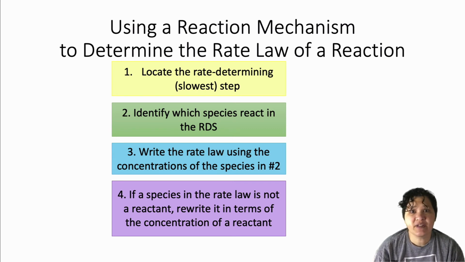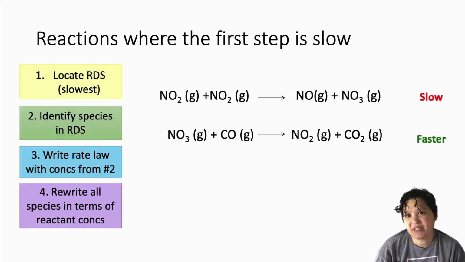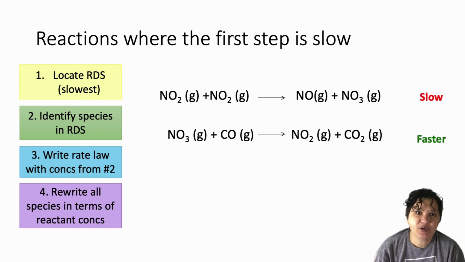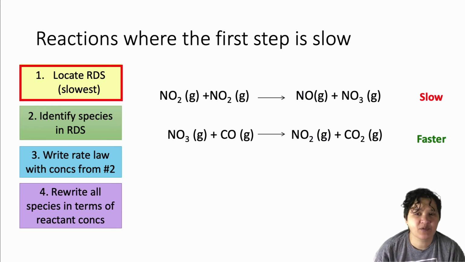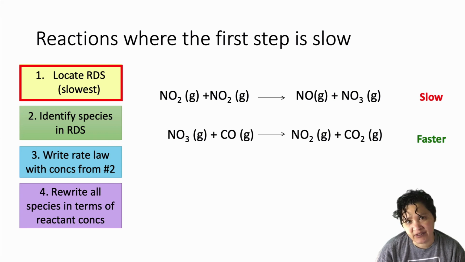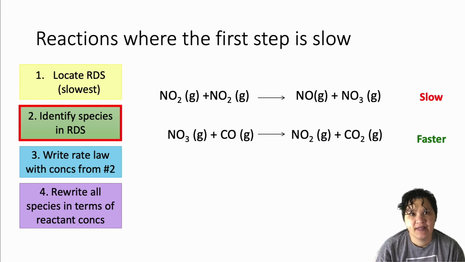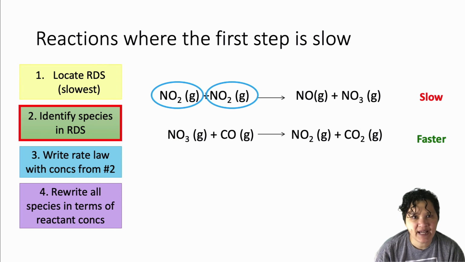So let's start with a problem, and I've picked the easiest sort, the sort where the first elementary process is a slow one. Step 1 of our workflow has us identifying the rate determining step by looking for the slowest one, which in this case is clearly the first one. Now, step 2 tells us to identify the species that are reacting in that rate determining step. And what's going on there is that one NO2 molecule is reacting with another NO2 molecule.